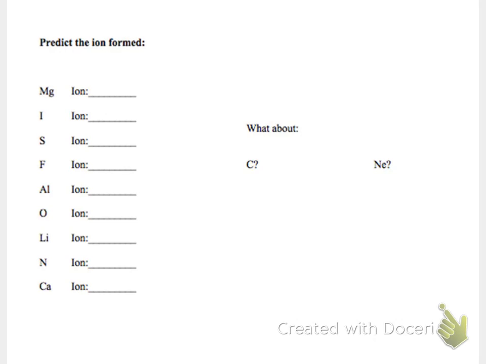So in this list, go ahead and use your periodic table. Stop the video, use your periodic table, predict the charges that are going to get formed from these elements, find them on the periodic table, figure out what group they're in, predict the ion, and then turn the video back on and check and see how you did.